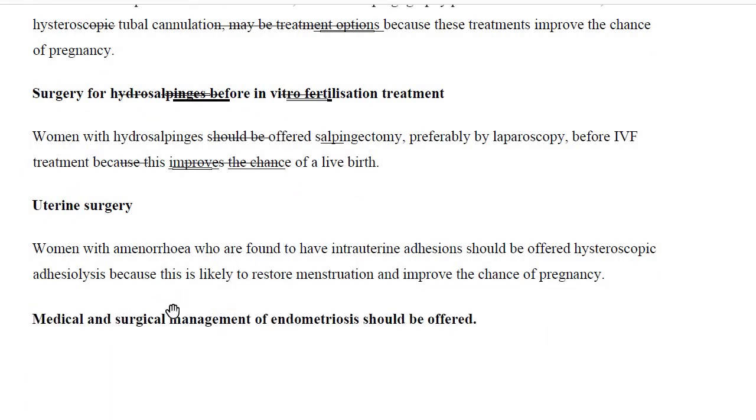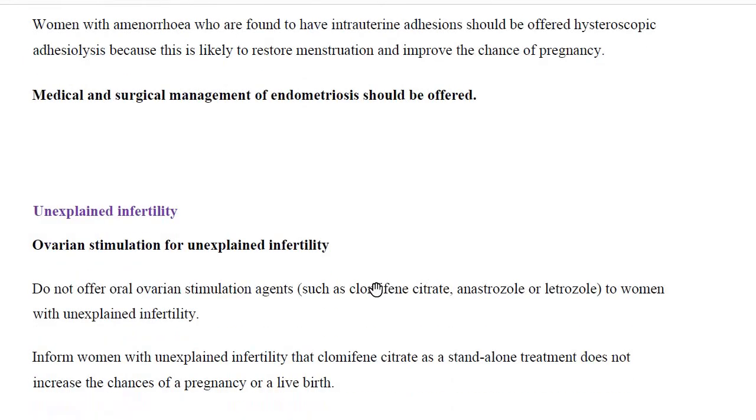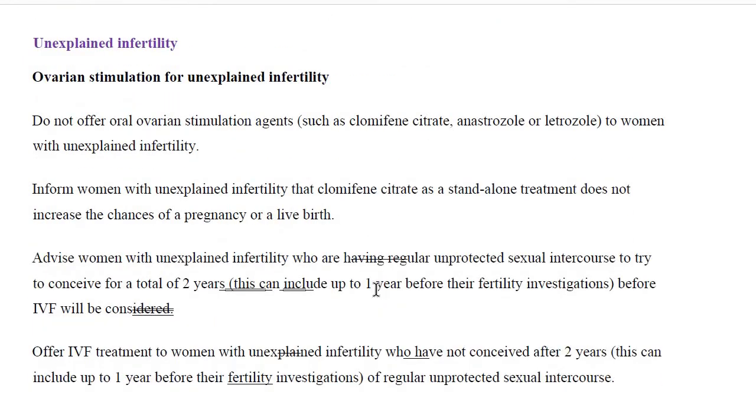Uterine surgery. Women with amenorrhea who are found to have intrauterine adhesions should be offered hysteroscopic adhesiolysis, because this is likely to restore menstruation and improve the chance of pregnancy. Medical and surgical management of endometriosis should be offered. Now, as you know, there is no role of medical treatment of endometriosis; we have to do surgical excision of all deposits. That is important, okay?